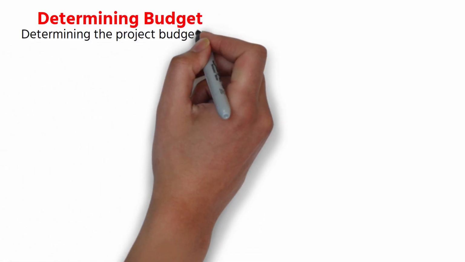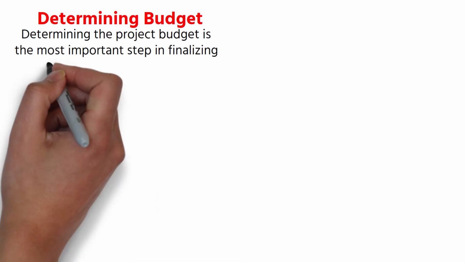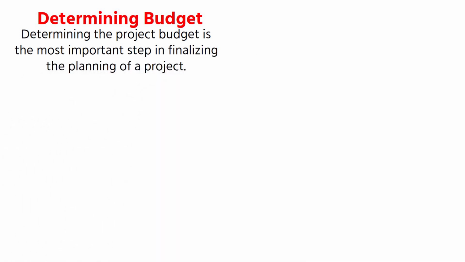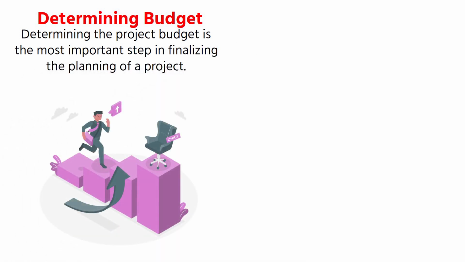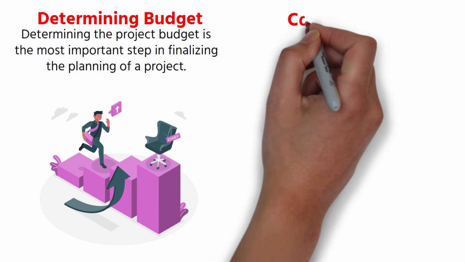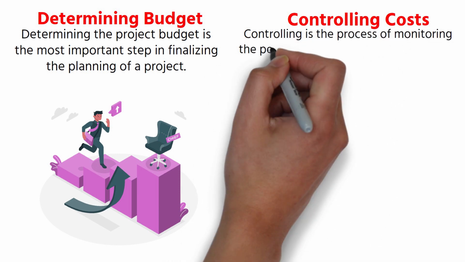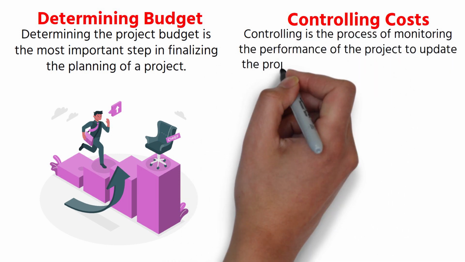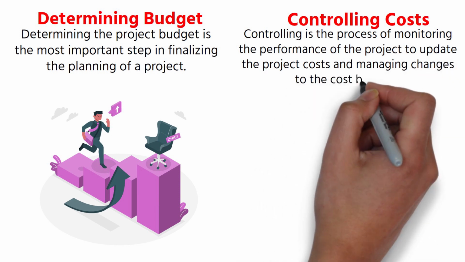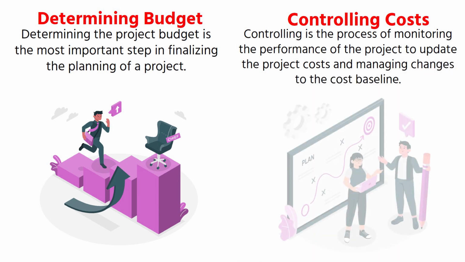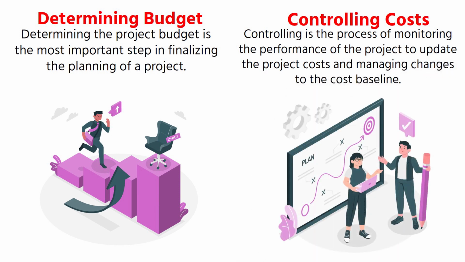Determining budget. Determining the project budget is the most important step in finalizing the planning of a project. You will baseline all the costs and establish a set of actions that will keep you on track at this step. Controlling costs. Controlling is the process of monitoring the performance of the project to update the project costs and managing changes to the cost baseline. The purpose of this process is to compare all the planned and actual figures and calculate the variances.